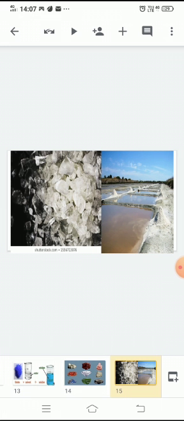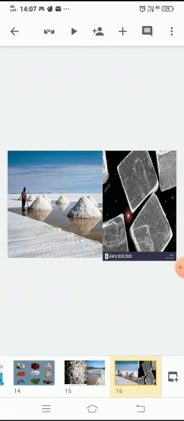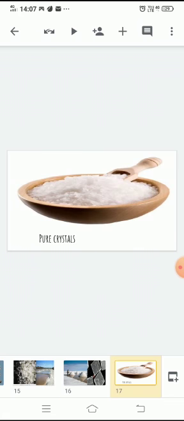Seawater is usually stored in huge, shallow ponds and left there for the water to evaporate naturally. The salt is left behind as impure crystals and purified by crystallization before it is distributed for use. This is the pure form of crystals.